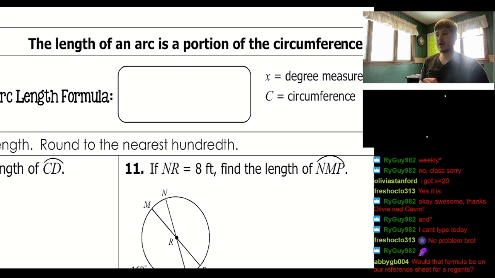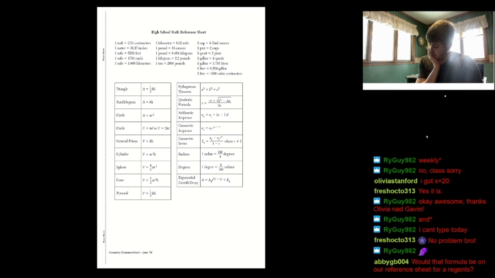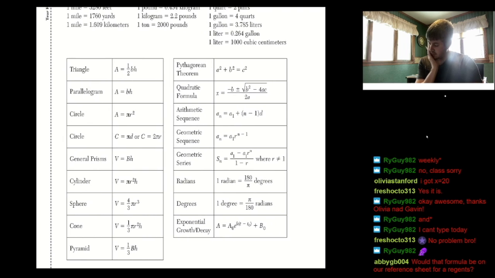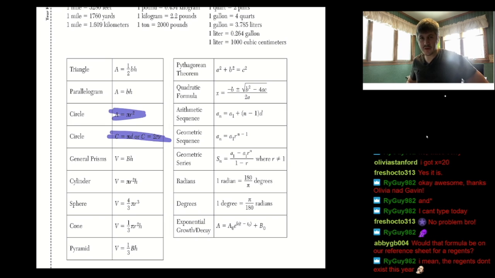Would that formula be on our reference sheet for a Regents? I don't think so. Do I have a Regents up here by any chance? I do. This is what you get for the Regents. And the only thing they give you close to it is area and circumference. And I know some of you are thinking, well, you don't have a Regents, so does it matter? It doesn't, but it's the same reference sheet you would get for Algebra 2. But it's a good question. And the answer is no.